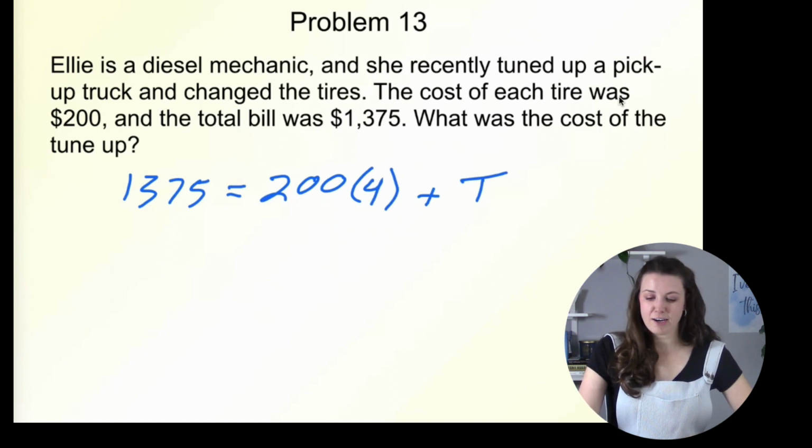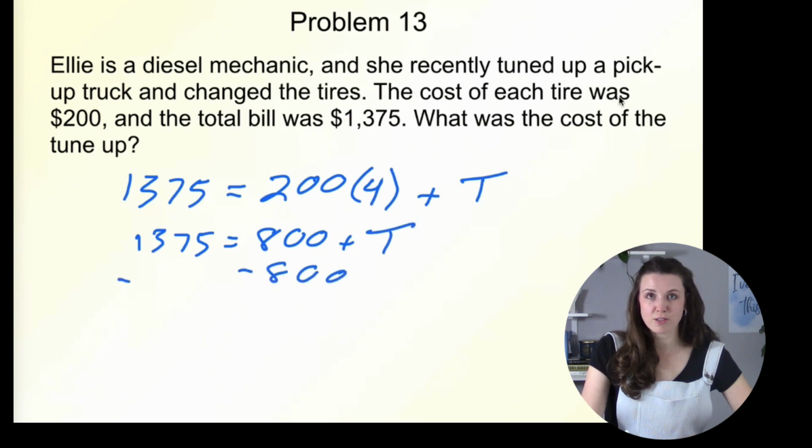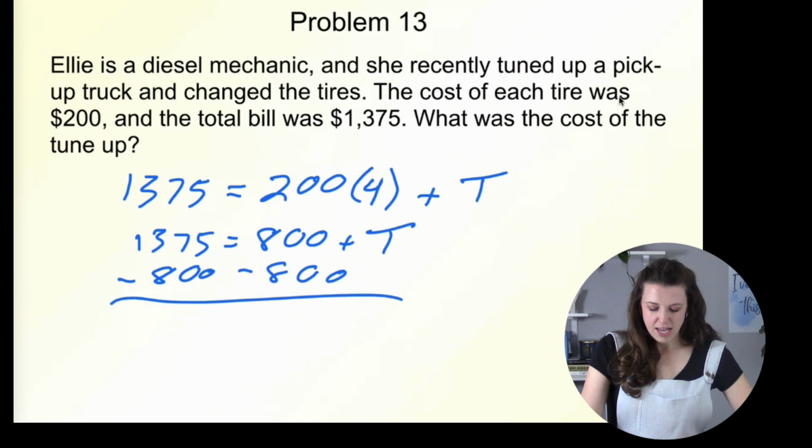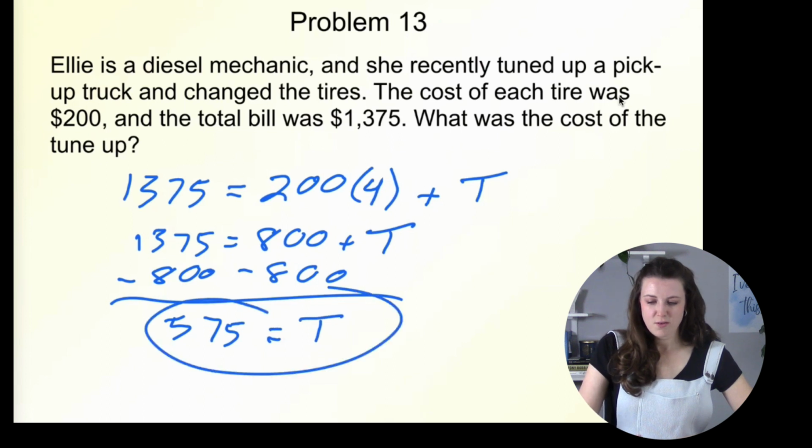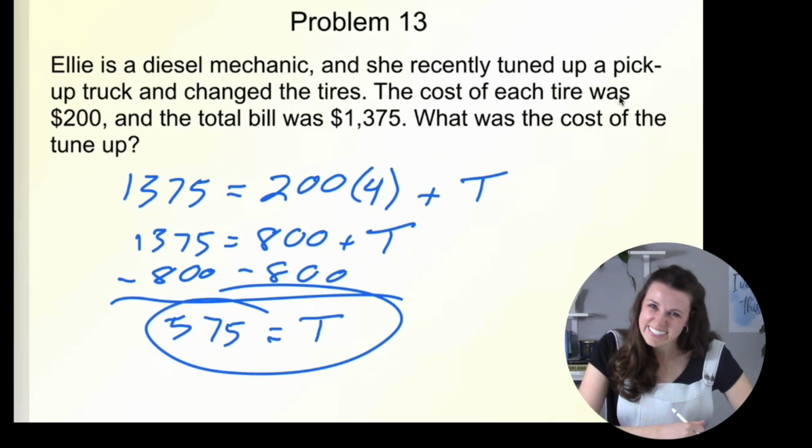So let's combine our like terms. So we have 1375 equals 800 plus T. So we're going to solve for T by subtracting the 800 from both sides. And I get 575 is how much the tune-up is. Way to go, Ellie, for being a diesel mechanic, stepping outside of what is traditionally a male-dominated career. I am so proud of you, Ellie.